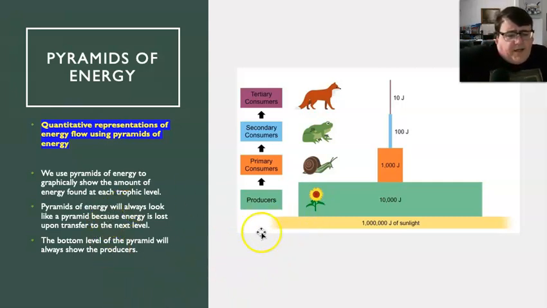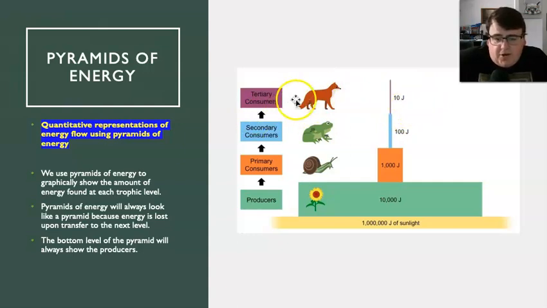We use pyramids of energy to graphically show the amount of energy found at each trophic level. So because of that, the pyramids will always look like an actual pyramid and not a reverse pyramid. They'll always look like an actual upright pyramid, okay, with the bottom level showing your producer. Okay, so producer here with our 10,000 joules of energy. Then we have our snail, our primary consumer, getting 10% of that with 1,000 joules of energy. Then we have our secondary consumer, our frog, getting 100 joules of energy. And finally, our tertiary consumer getting 10 joules of energy.